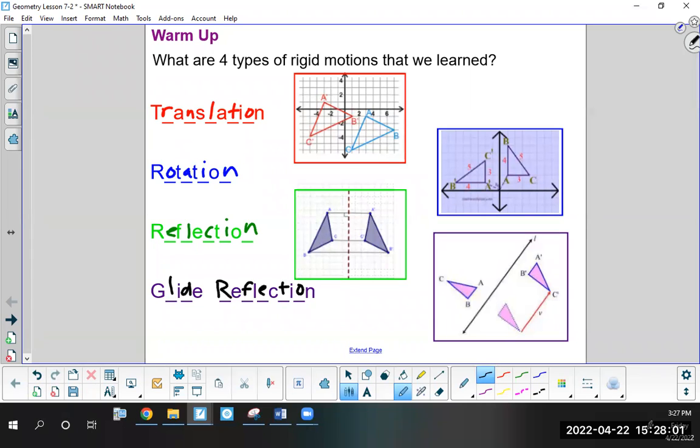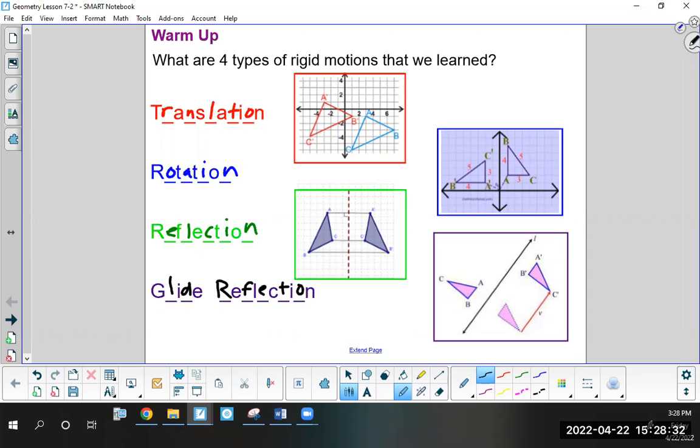Okay, and a glide reflection basically is a combination of a reflection and a translation together. So you're sliding and reflecting in order to do a glide reflection. So these are the 4 different types of transformations we talked about. These are rigid motions. Okay, so rigid motions are those ones that are still the same size, still the same shape, just maybe in a different orientation or maybe reflected and whatnot. Okay, so rigid means stiff, stays the same.